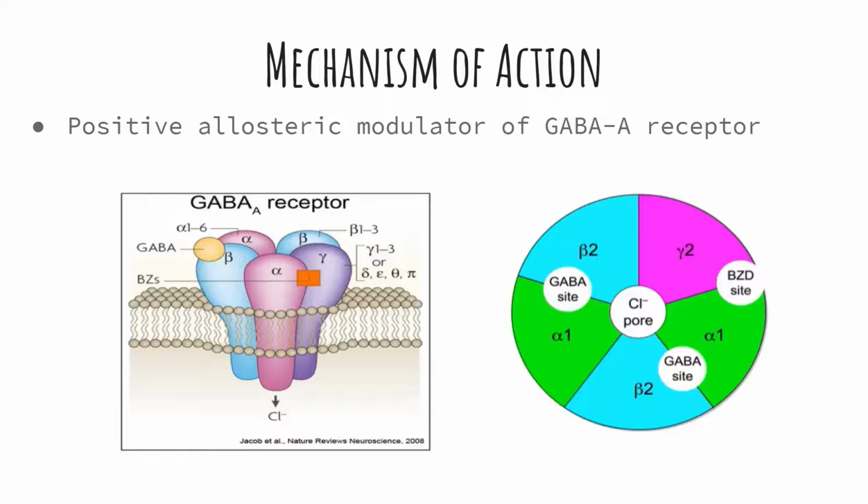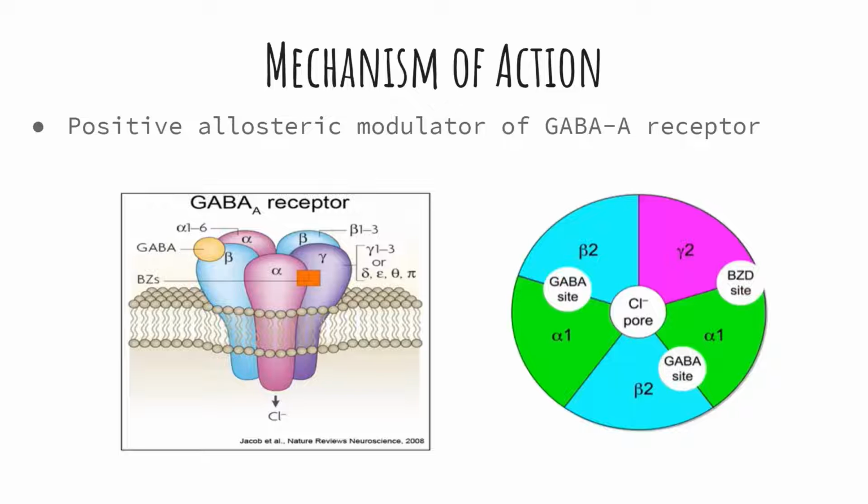What's the mechanism of action of benzodiazepines? احنا حكينا قبل شوي انه we want to stimulate GABA transmission because GABA is an inhibitory neurotransmitter. So we want to stimulate GABA transmission to cause inhibition of neurons in order to decrease the CNS activity. How do these benzodiazepines work?